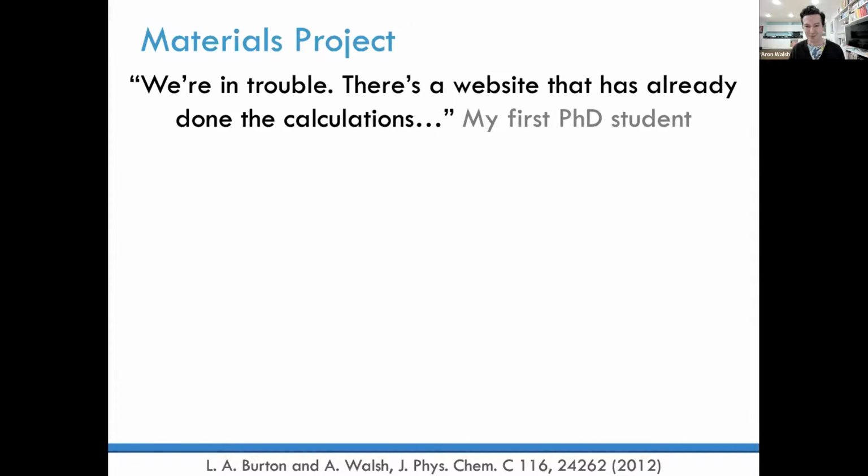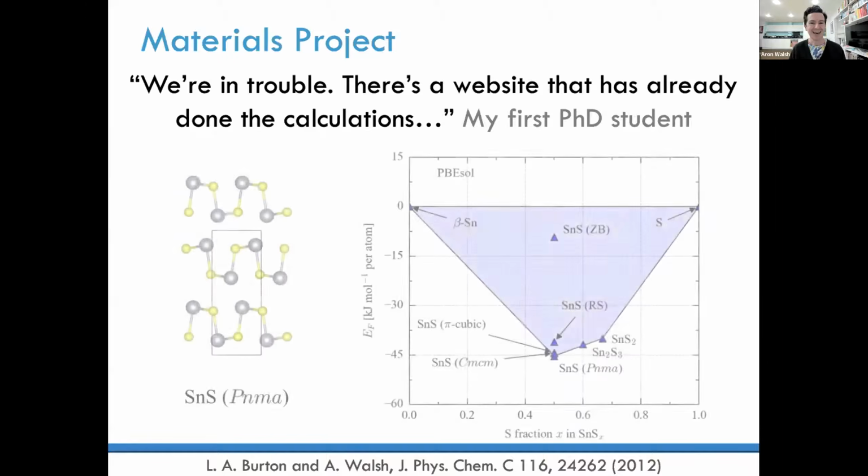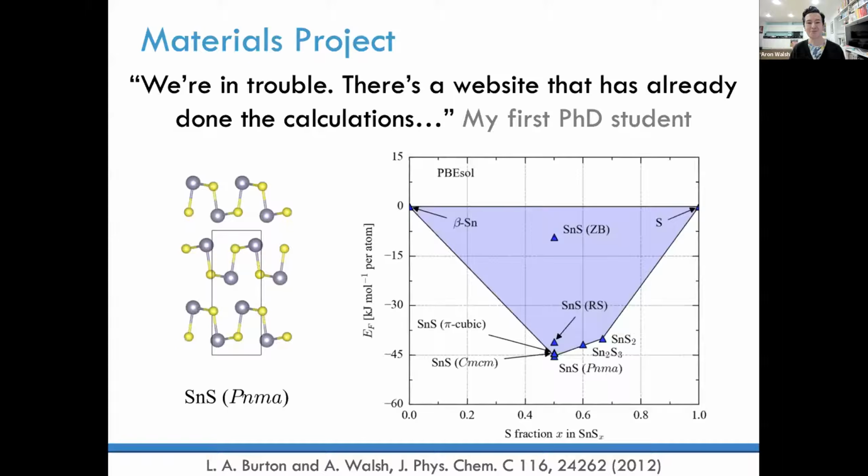And so he found materialsproject.org and found actually there was a convex hull there already. And he was a little bit depressed because he's like, now what am I going to do for my PhD? But still, there was a lot more to do. There were extra phases. There was quite a strong sensitivity to the functional. But nonetheless, that was my first, I think, introduction to Materials Project. And for me, it was quite eye-opening. So it was a real shift in mentality.